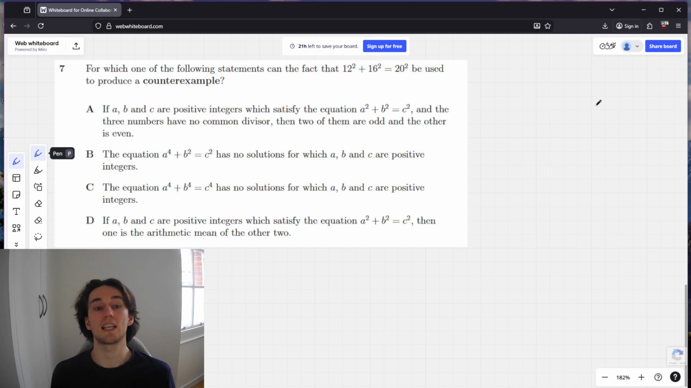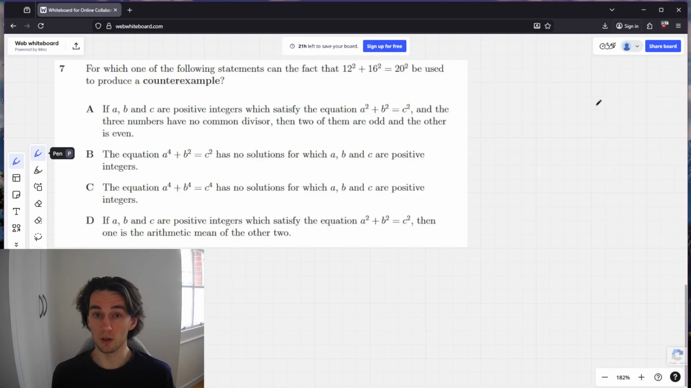Let's look at a TMUA past paper question, because I think it really nicely demonstrates what makes the TMUA stand out a little bit on the maths front in terms of how the questions behave and how they're structured. Here we're being asked which statement A, B, C, D this equation can be used to produce a counterexample of.